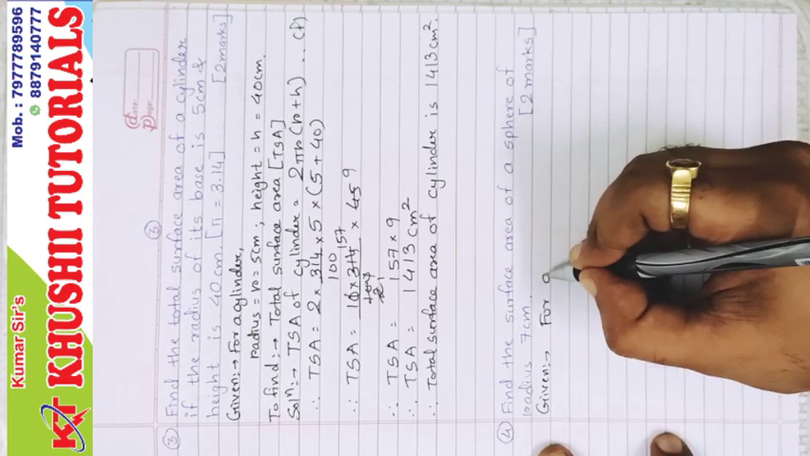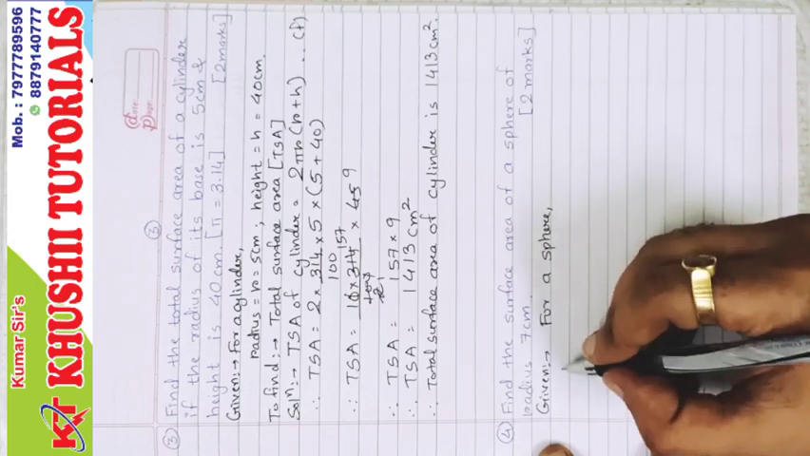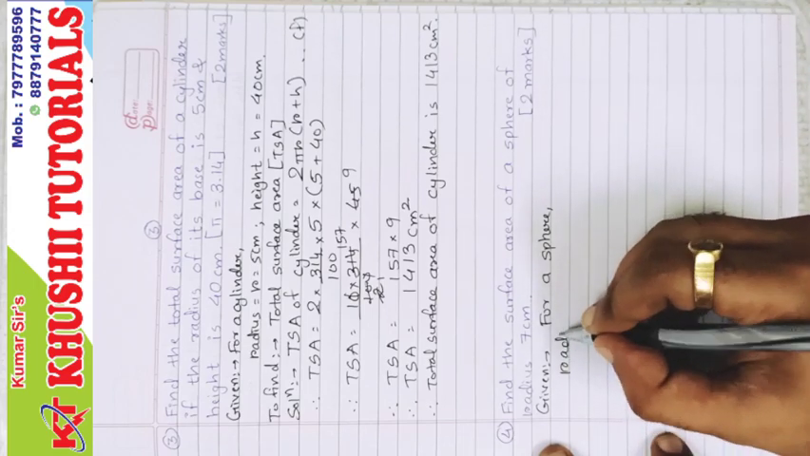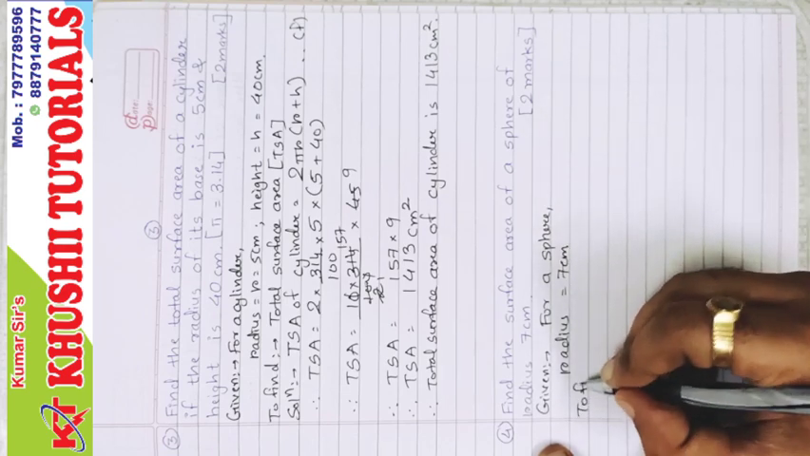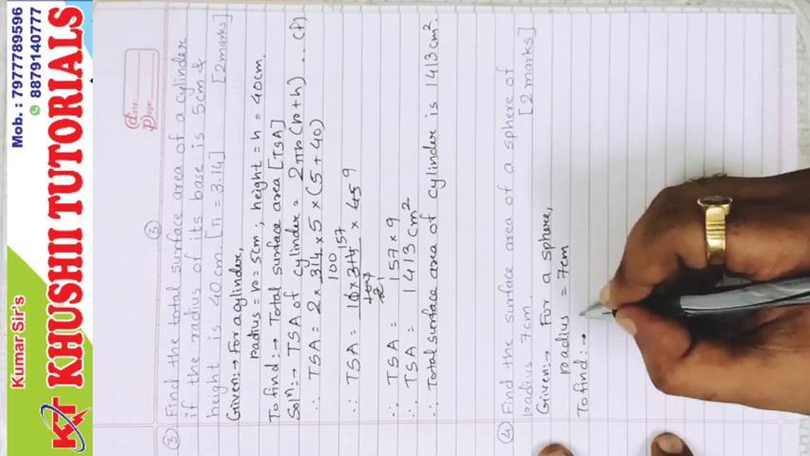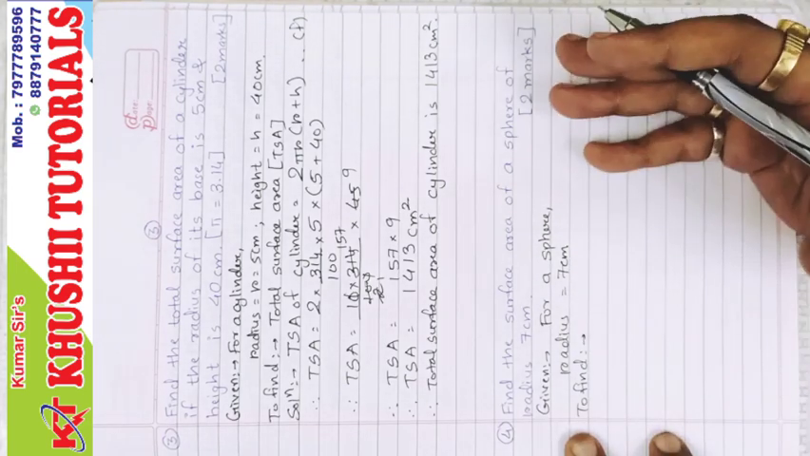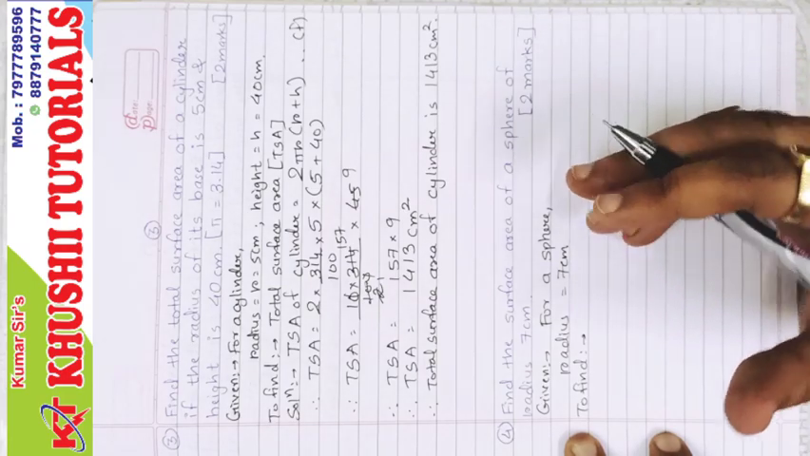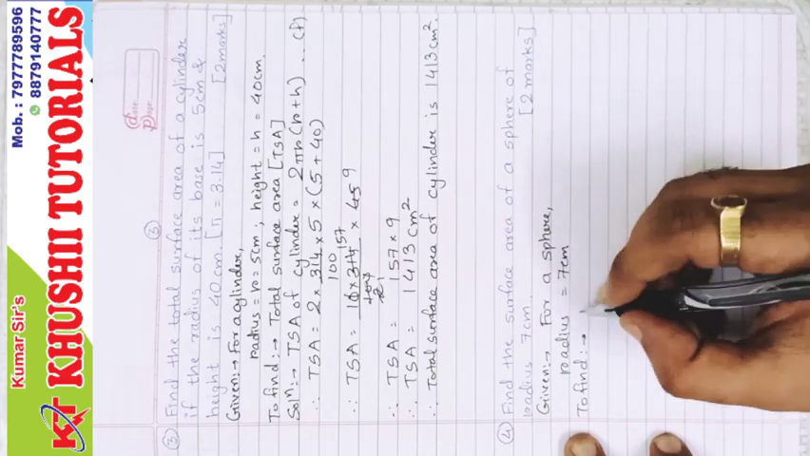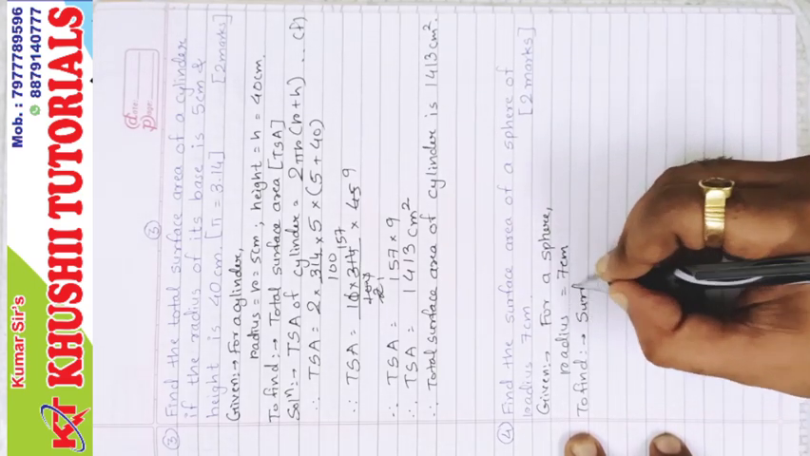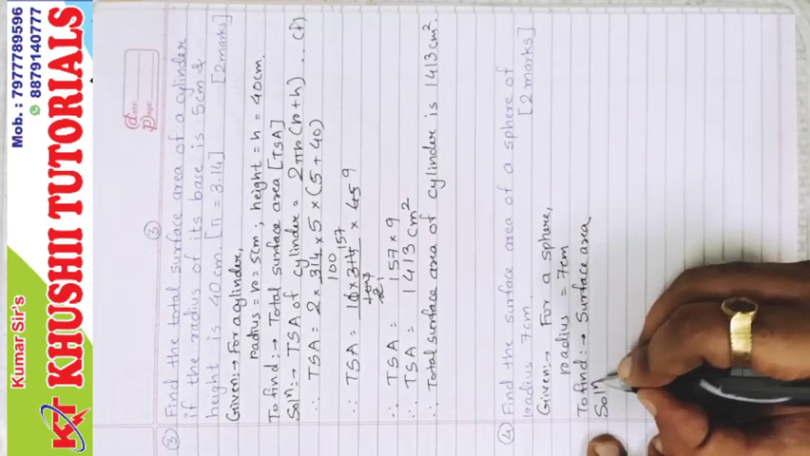For a sphere, radius equal to 7 centimeter. To find: surface area. Now a sphere is completely curved, so it doesn't have separate curved surface area or total surface area. The total surface area or curved surface area is the surface area itself, so it has a common surface area. Solution.